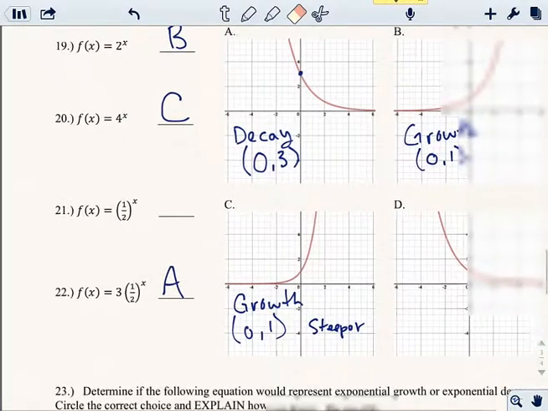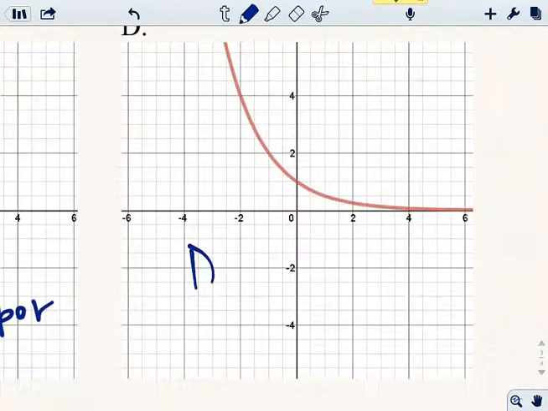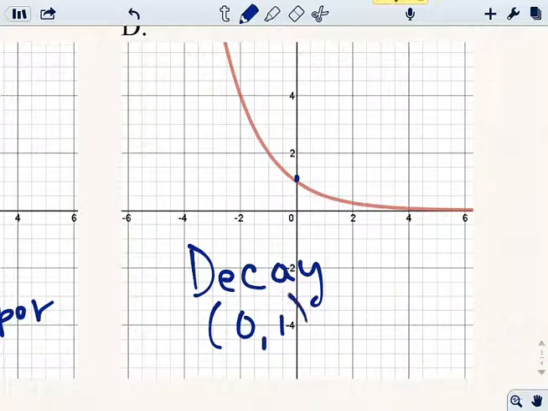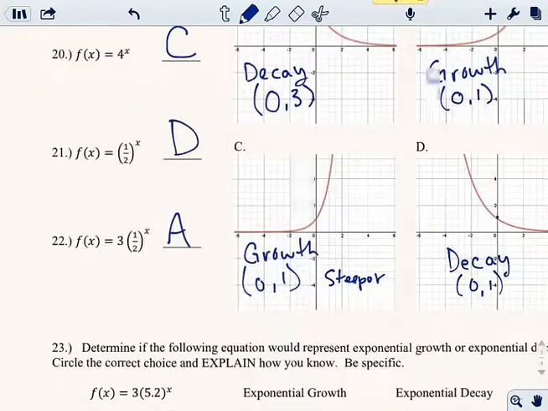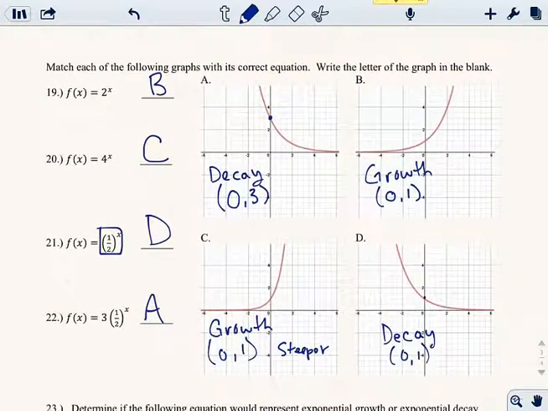Okay, good. Now, process of elimination says that I must have D for 21, but let's just make sure that makes sense. So I look here and I know that my decay rate, or the slope, is going down, so it must be exponential decay. And then my y-intercept must be (0, 1). So does that make sense? I look over here and I see, yep, that's a decay rate because b right here, this 1/2, is less than 1. And also, I don't have an a value, so my y-intercept must be (0, 1). So good. That's my answers then: B, C, D, A.